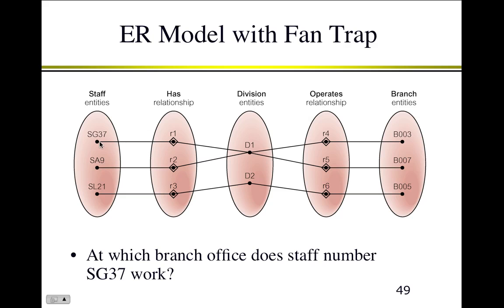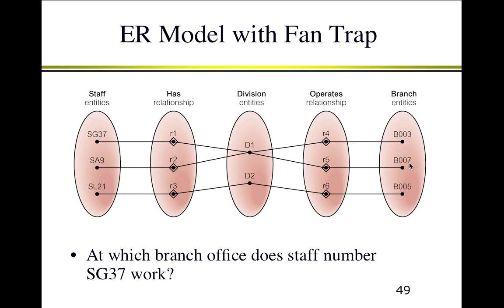And SG37 is up here, has a relationship with a division D1, but SA9 also has the same relationship. But this division here is operated at two different branches. We haven't really specified which branch. So it's ambiguous, which causes what's called a fan, because it fans off in too many directions. We don't have one direct path that's leading us to the correct answer. And because of that, we have to rewrite the diagram, essentially.